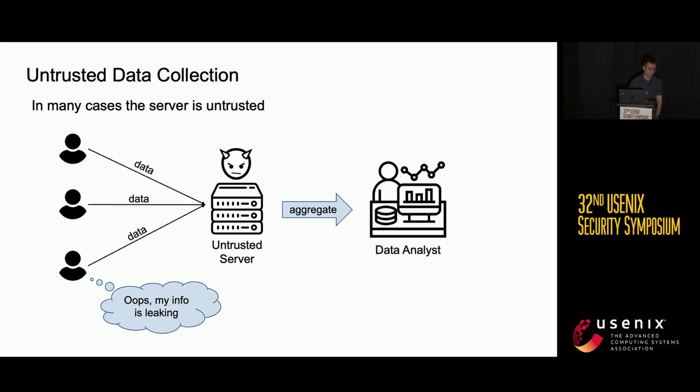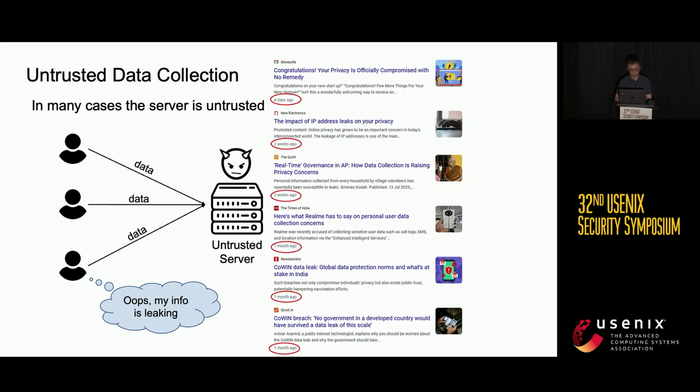Usually in this case, we consider that the customers don't trust the server, the data collector. The server wants to analyze users' data, but the clients are reluctant to hand over their data to the server. They don't want to sacrifice their privacy. We have already seen a lot of attacks and privacy breaches recently. That happens very often, which urges the service providers to seriously consider privacy protection for their customers.